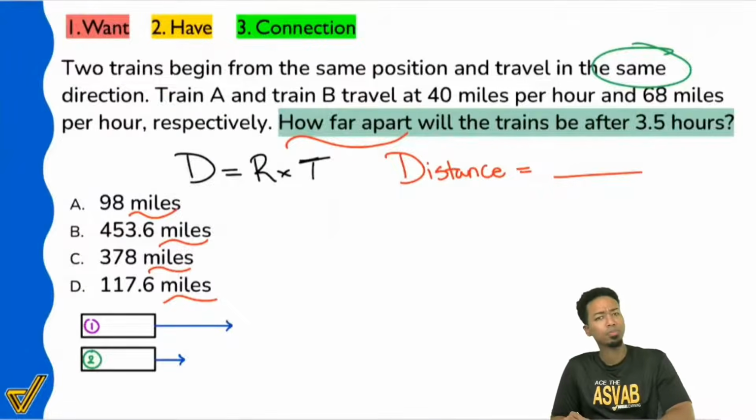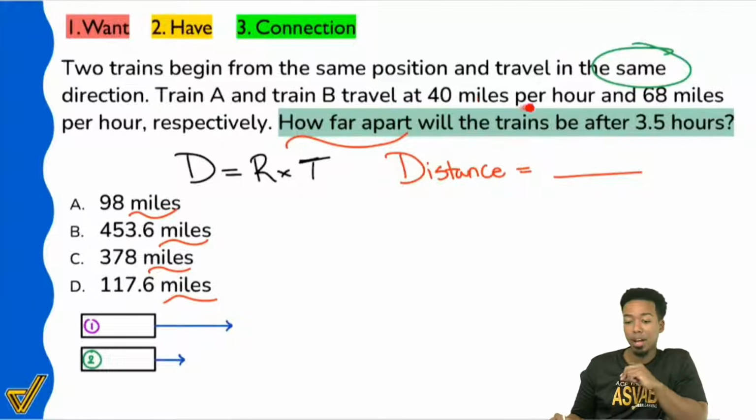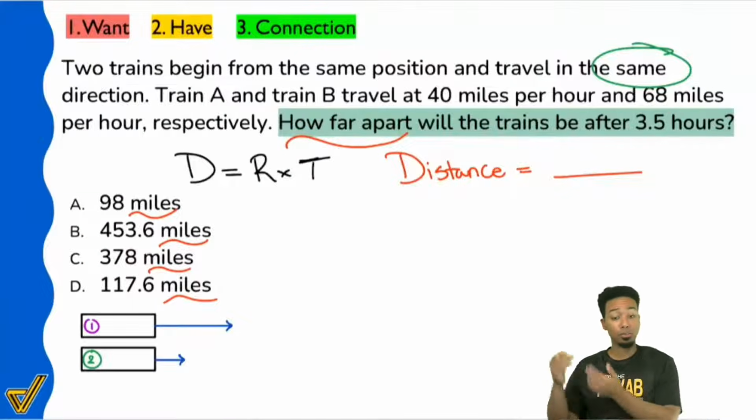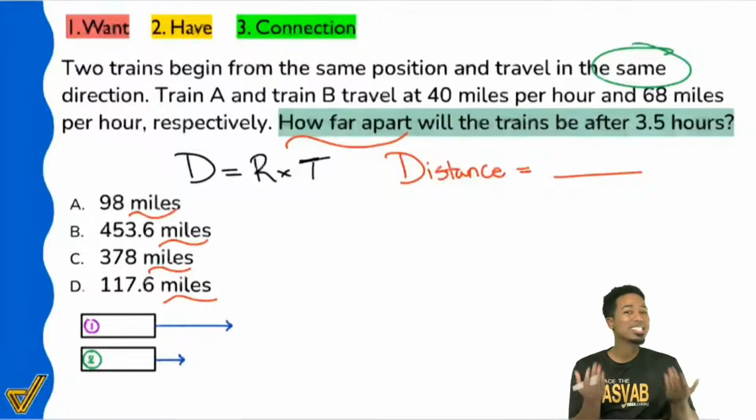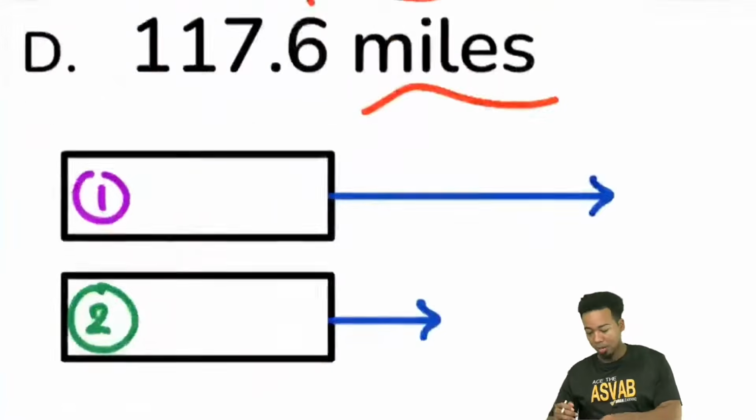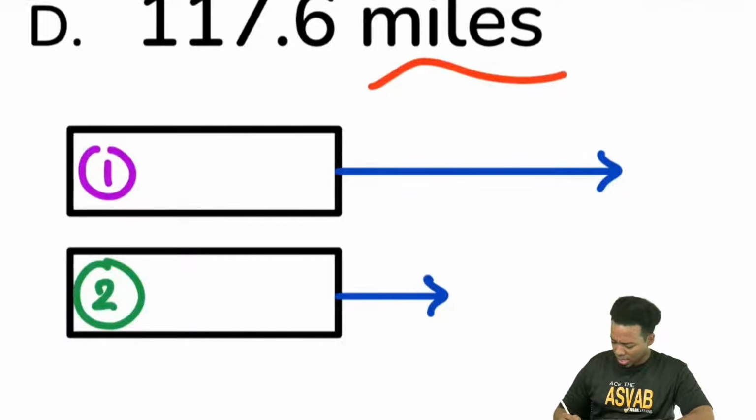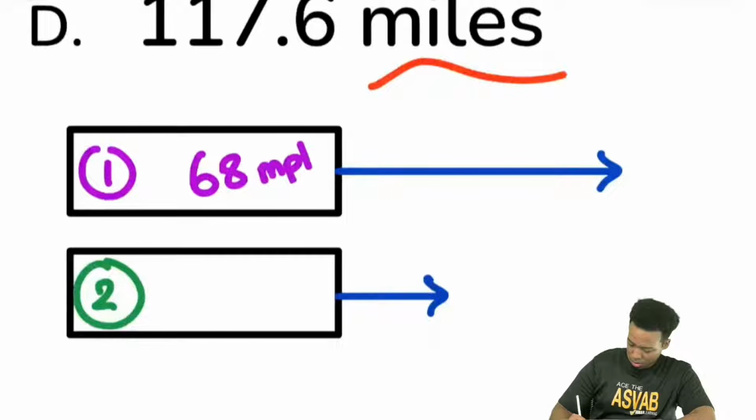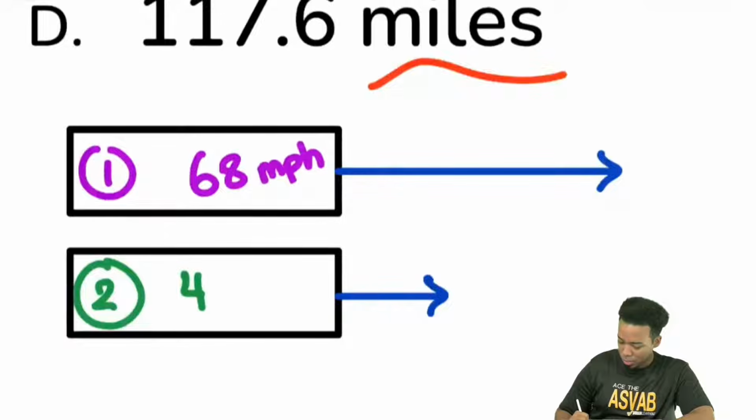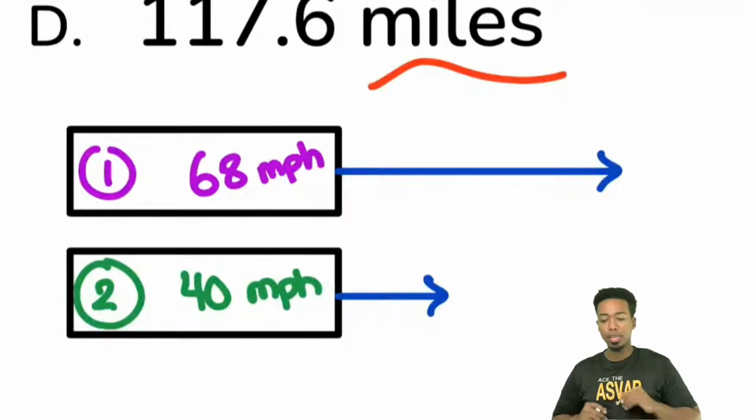So back to the information. Train A and train B travel at 40 miles per hour and 68 miles per hour, respectively. That just means first train, 40 miles an hour, second train, 68 miles an hour. So let's go down here. Because I reserved the bigger arrow for the top one, I'll say that one's 68 miles per hour, and the second train is 40 miles an hour. And again, it doesn't matter which one's which. As long as you account for both of them, you're good. The way you draw it out doesn't really matter. So here we have it.